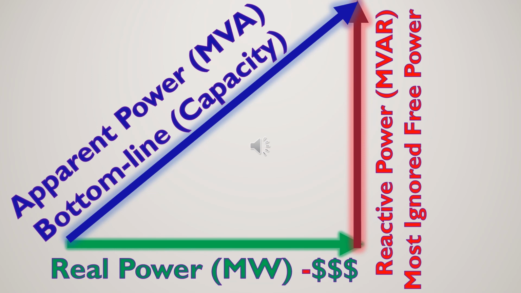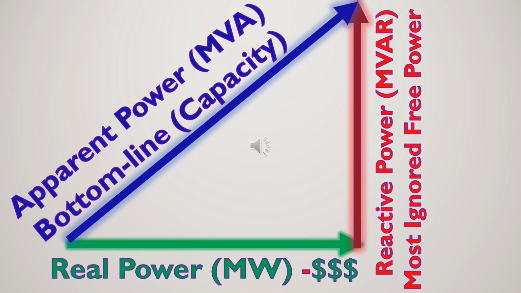The reactive power is, I would say, the most ignored free power for residential customers and many commercial customers. They utilize reactive power on a regular basis, however, they do not pay for it. And what's interesting about the MVA is that pretty much that's the bottom line, the capacity of the circuit, the substation, transmission line, whatever asset you're looking at.